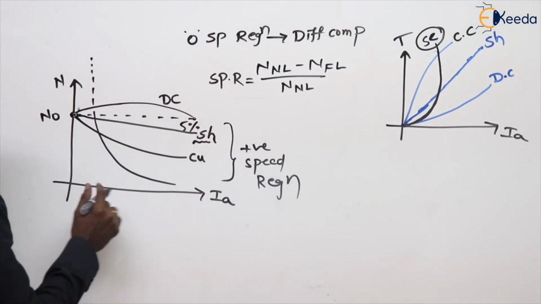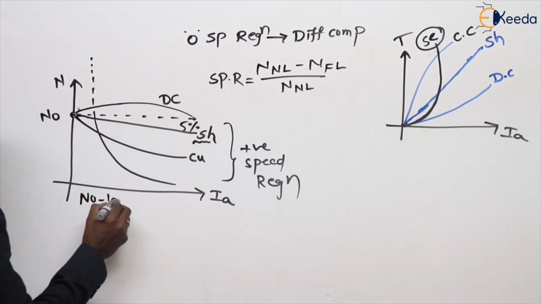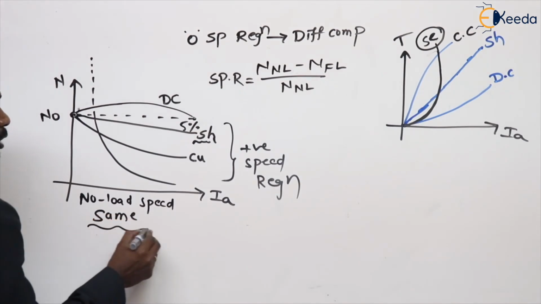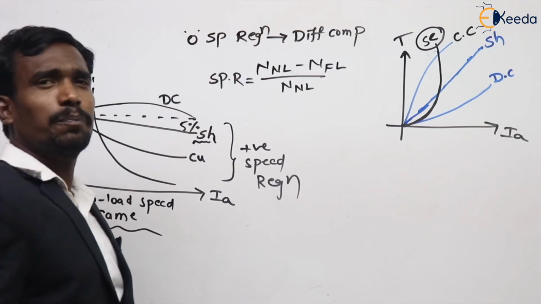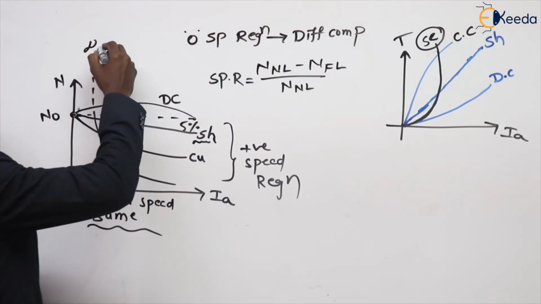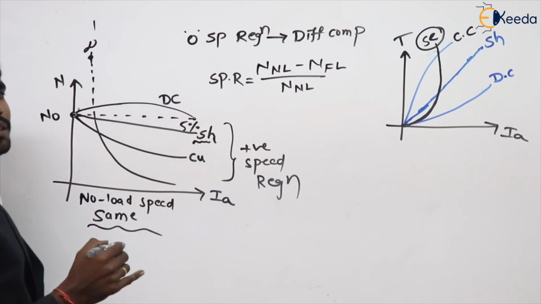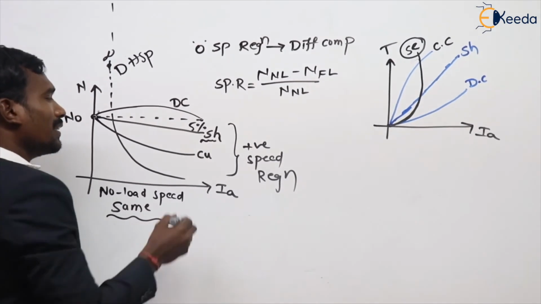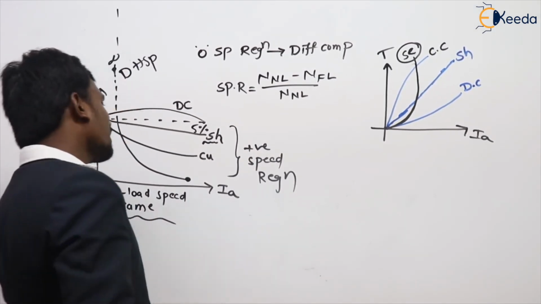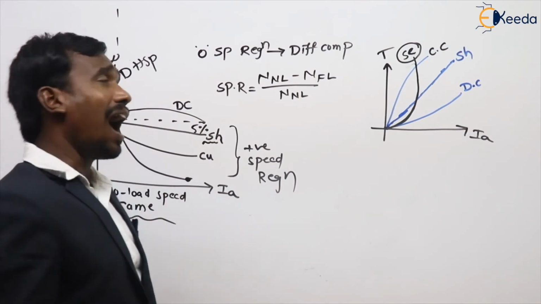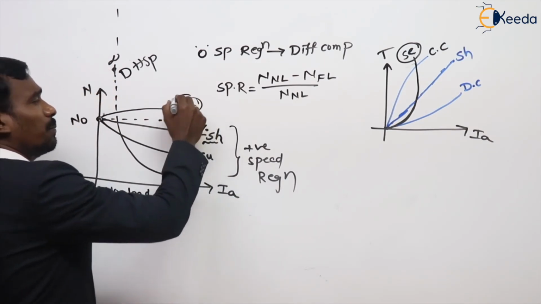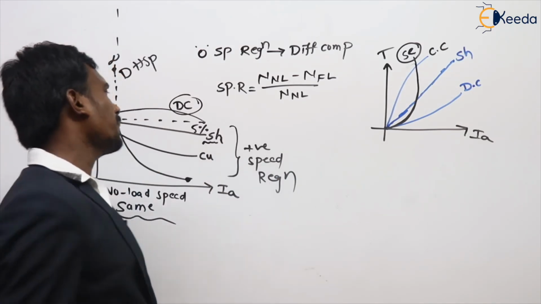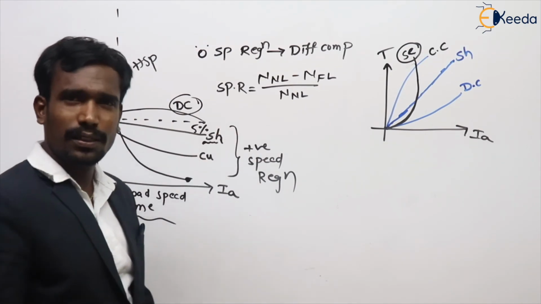If you take the same no load speed, which one has the highest no load speed? The series motor, infinite. We don't know what the no load speed of the DC series motor is. That's why it is called dangerously high speed. Which one has the least full load speed? The least full load speed is the series. The highest full load speed is the possibility of the differential compound. Which one has constant speed? The shunt motor has constant speed.